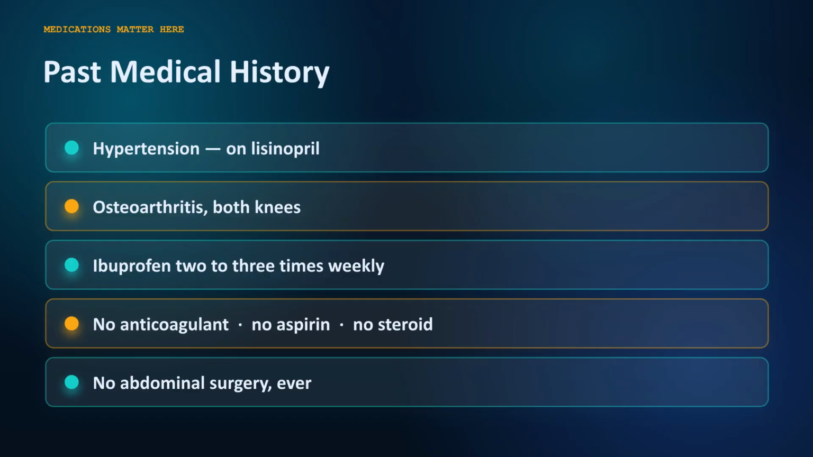Now that ibuprofen line is easy to skim past. Hold on to it. Non-steroidal anti-inflammatory drugs sit squarely on the risk factor list for diverticular disease, and they are the one item on his list we can change this afternoon.